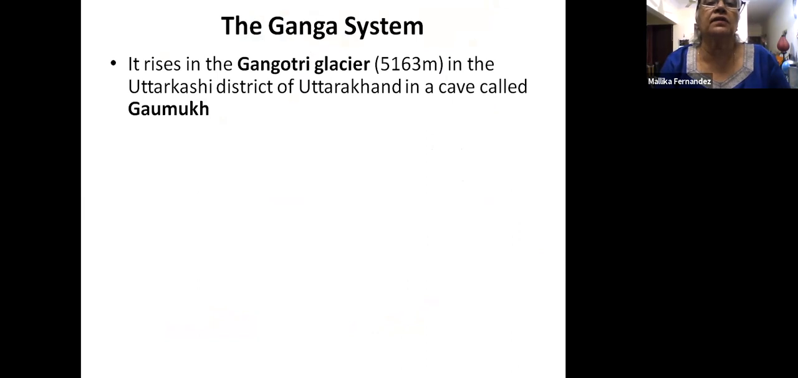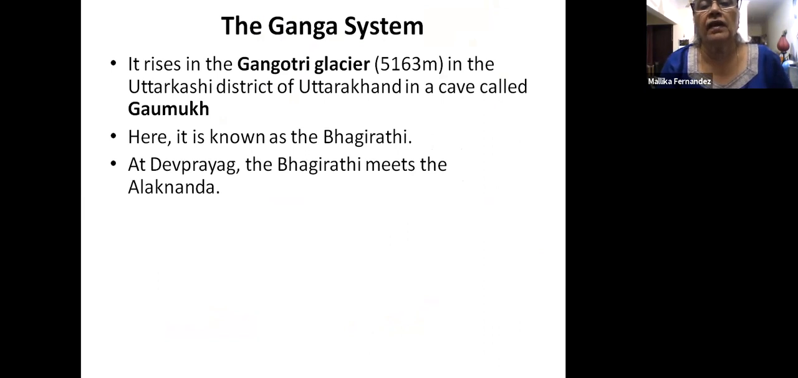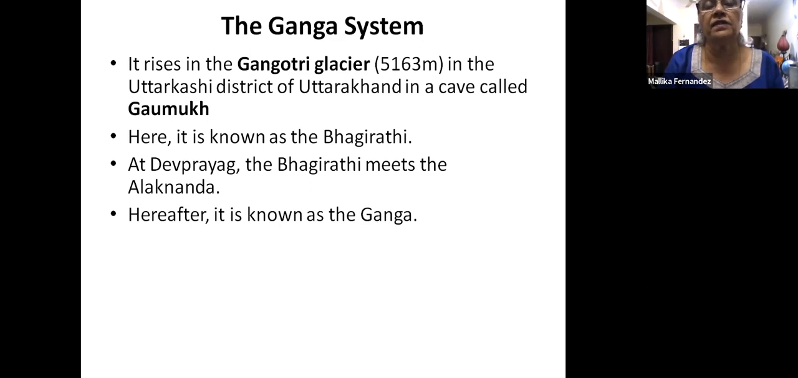So it starts in the Gangotri Glacier in the Uttarakhand region. And the name given is Gaumukh because the cave appears like the face of a cow. Initially, it is called the Bhagirathi, and at Devprayag it meets the Alakananda, and only after this is it known as the Ganga. So the Bhagirathi is the same river that divides itself. When it divides itself in Bengal, it is also called the Bhagirathi, right? And when it meets the Alakananda here, then it is called the Ganga.